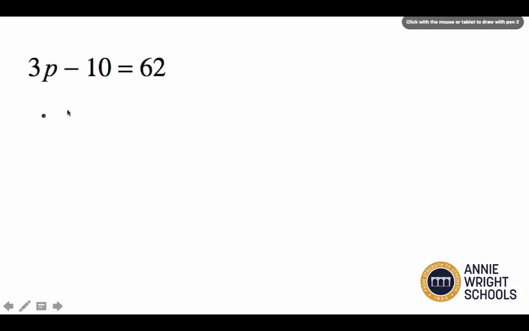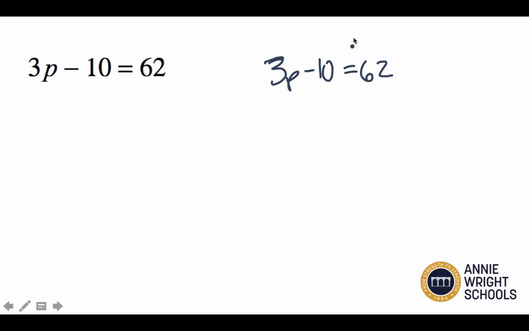So if I was doing this on a spare piece of paper, I would start by saying 3p minus 10 equals 62. And then work in a vertical fashion down in the same way that I have been. So get rid of subtraction and addition first. Then get rid of division and multiplication. All right.